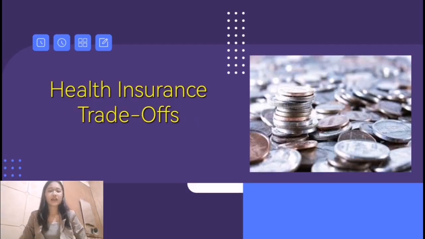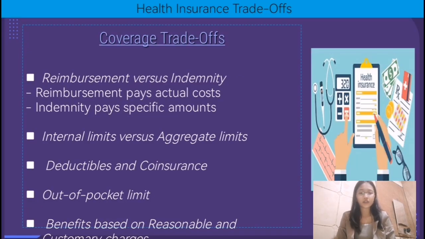So next is the health insurance trade-offs. There are coverage trade-offs. First, we have the reimbursement versus indemnity. So when we say reimbursement, a health insurance policy that provides reimbursement to its insured, it pays you back for actual expenses or medical costs during your hospitalization. Kasi when we say reimbursement, di ba, same sa situation ng health insurance, si insured yung nagbabayad ng premiums sa insurer, and in return, most of the medical expenses mo babayaran niya ni insurer mo.